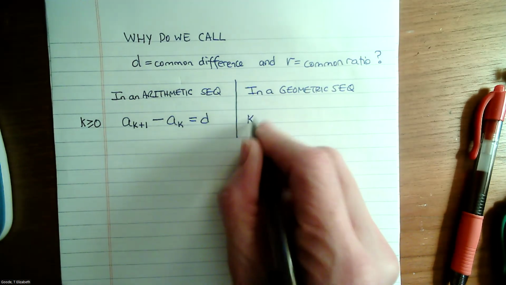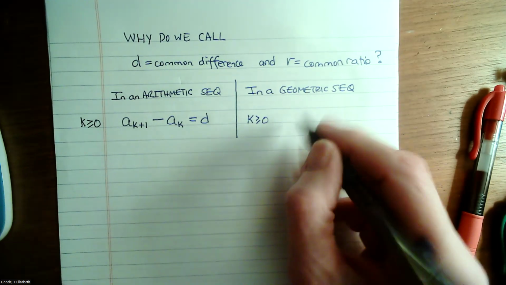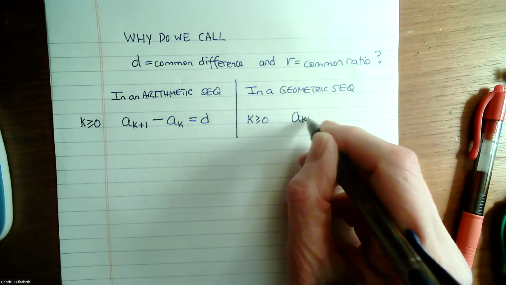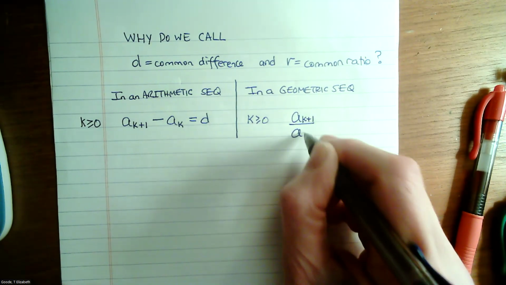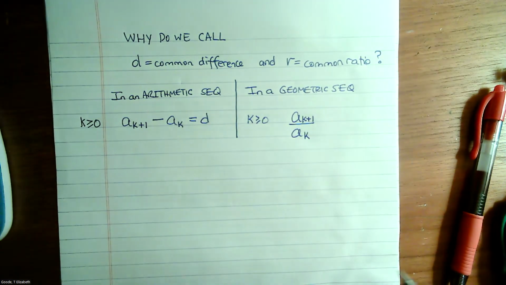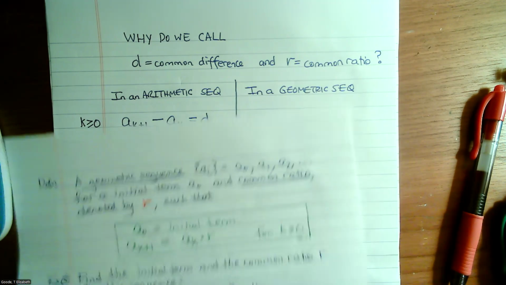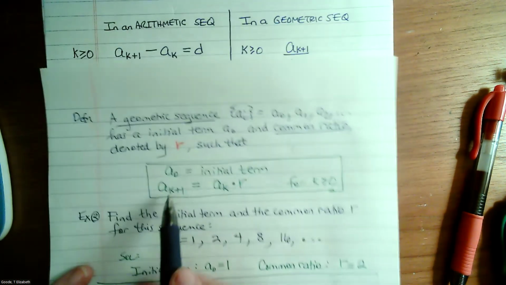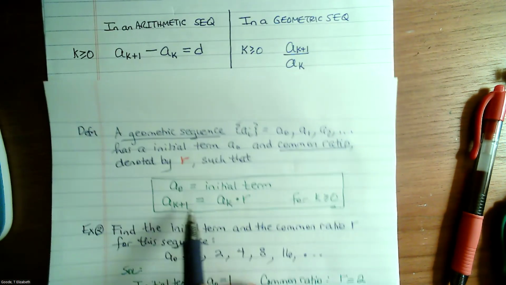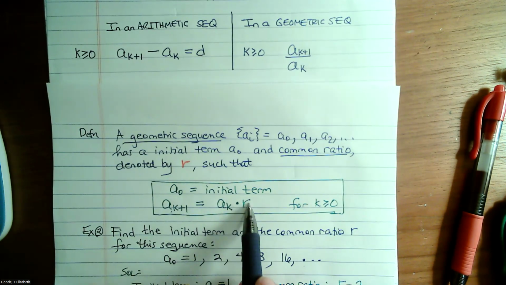It's the same for the geometric sequence. If we take a sub k plus 1 and divide it by a sub k, how did I get that? Well, I'm looking at this formula that a sub k plus 1 is a sub k times r.